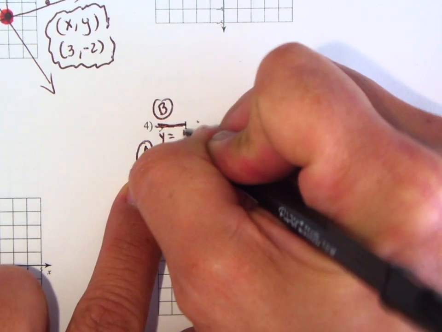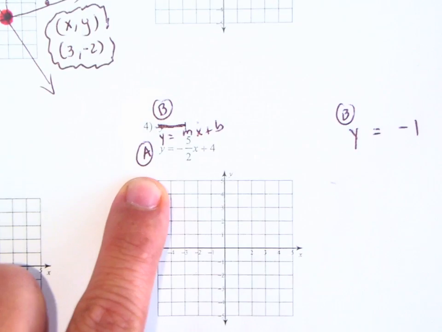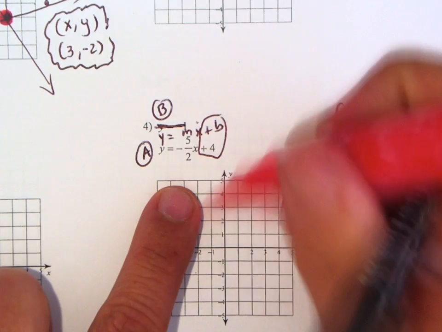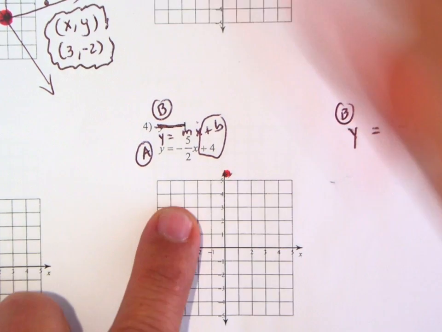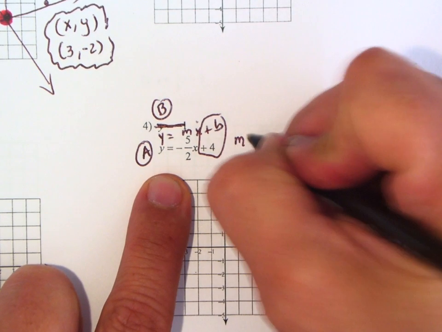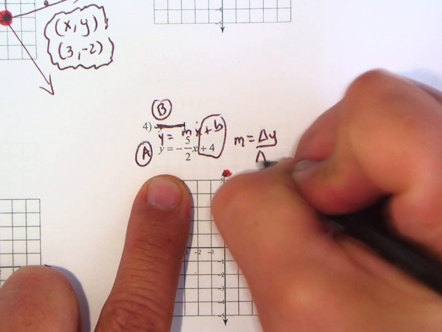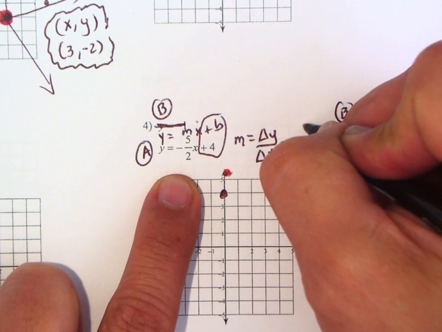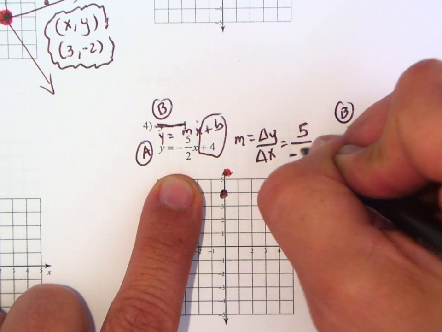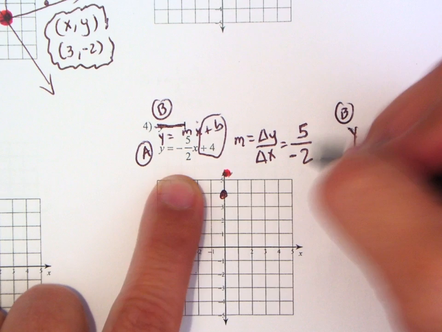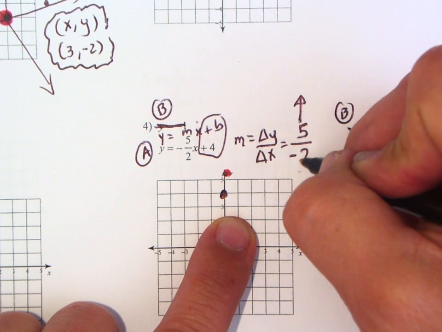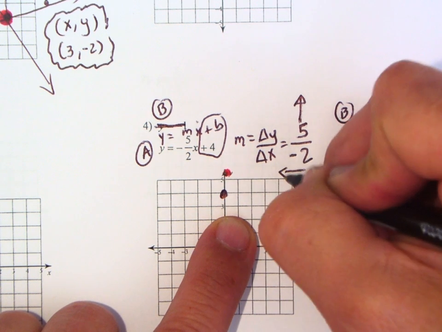Y equals mx plus b. So again, what's your starting point? +4. And your starting point is on the y, right? So where's +4? Right there. And my m, change in y over the change in x, equals 5, with a negative. I'm going to put the negative on the bottom. It doesn't matter. So the change of y is up 5 and then to the left 2.